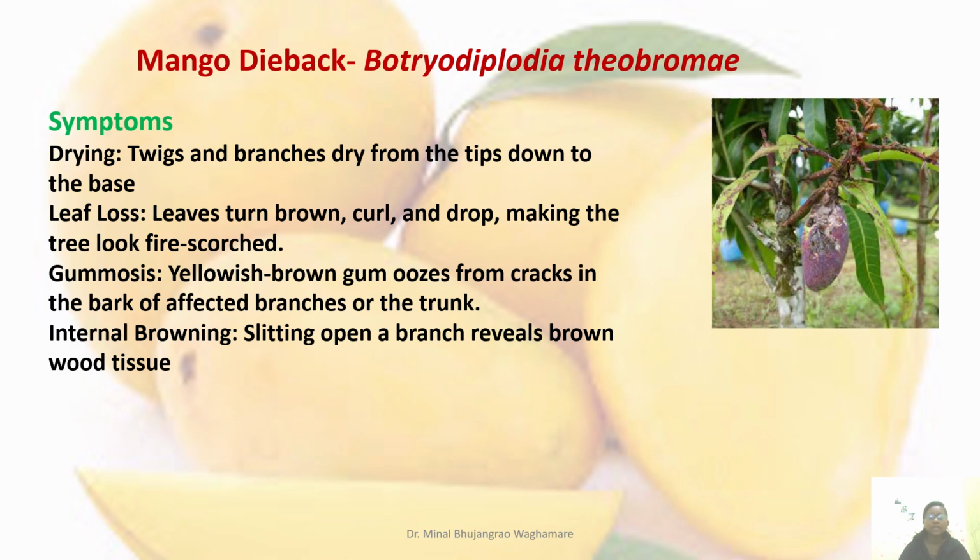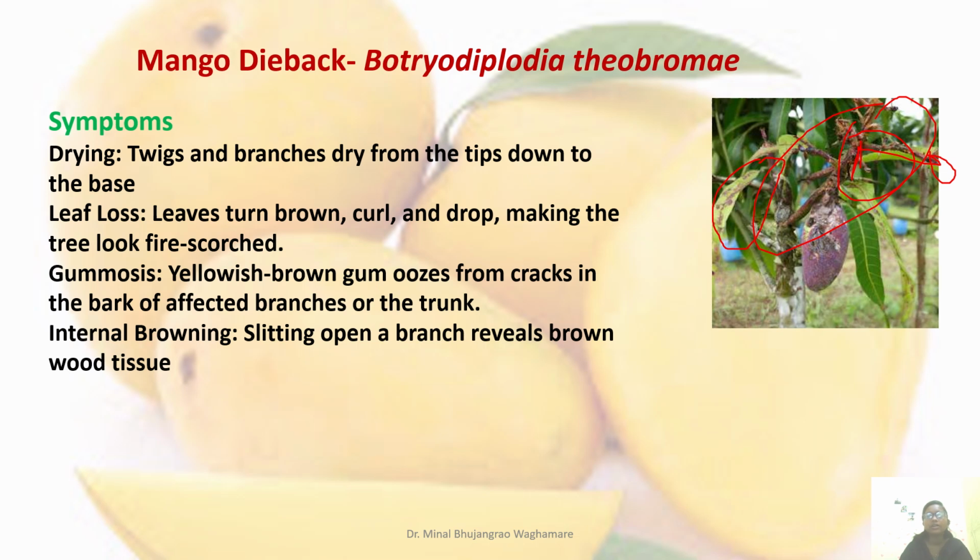In this disease, mainly we can see drying of the twigs and branches takes place. The drying takes place from the tip portion to the base portion. Due to this, proper nutrition is not supplied to the leaves, and the leaves turn brown, curl, and drop down. In severe cases, we can see some gummosis also takes place in the stem portion. That oozing of gum comes from the bark of the affected branches or trunk.